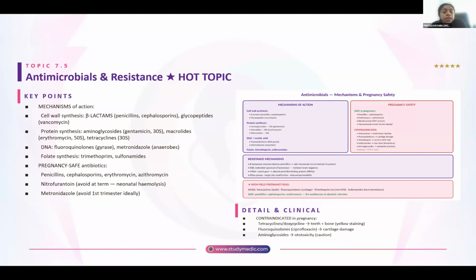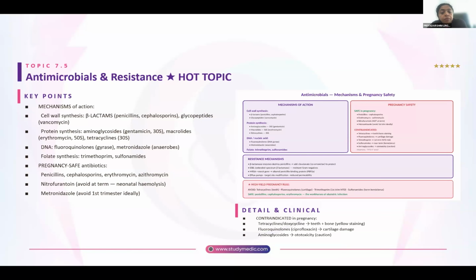Sulfonamides, near term, it is better to be avoided because this causes kernicterus. And aminoglycoside causes ototoxicity, and that is the reason you use it with caution. Now, what are the mechanisms by which the resistance can come? It can be because of this beta-lactamase enzyme destroying penicillin, or your ESBL, which is nothing but your extended spectrum of beta-lactamase. So this generally causes resistance in your gram-negative organisms.